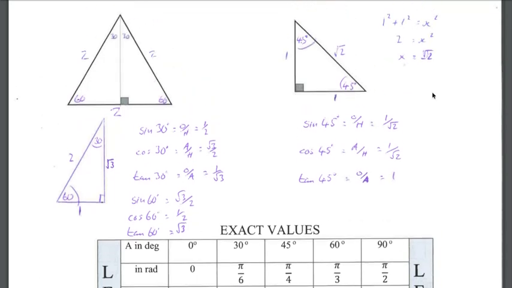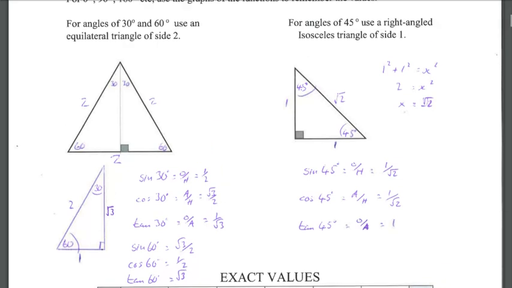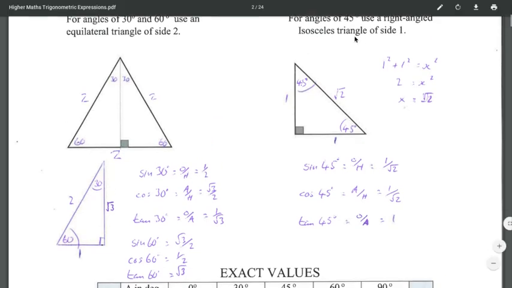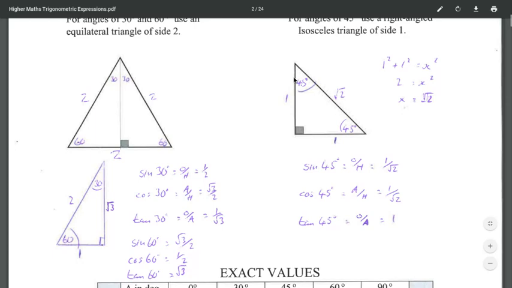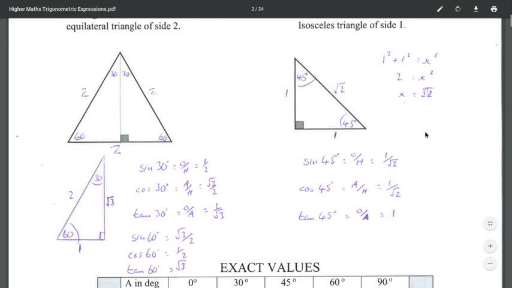And let's look at the 45 degree triangle as well. So starting off with an isosceles triangle, so this length and this length are equal. We're going to label those as 1. These angles will be equal, so they'll both be 45. Bit of Pythagoras, 1 squared plus 1 squared equals the hypotenuse squared. Calculate that, the hypotenuse will be a length of root 2.